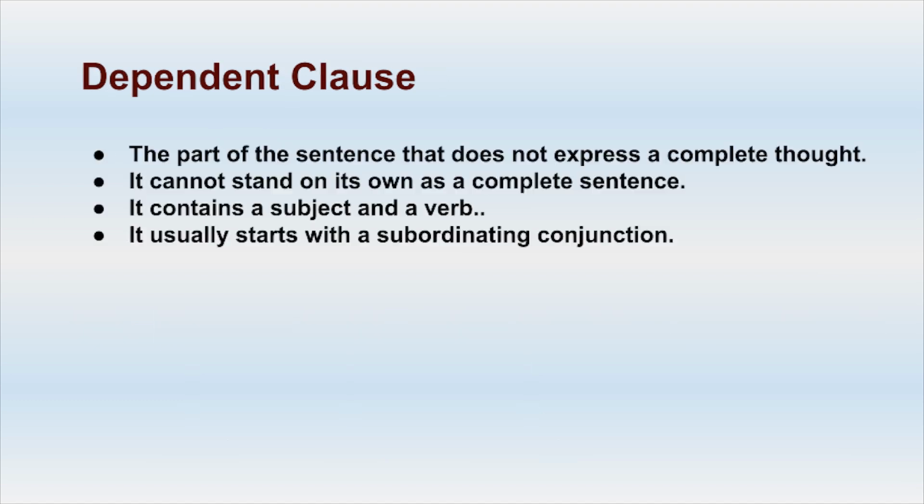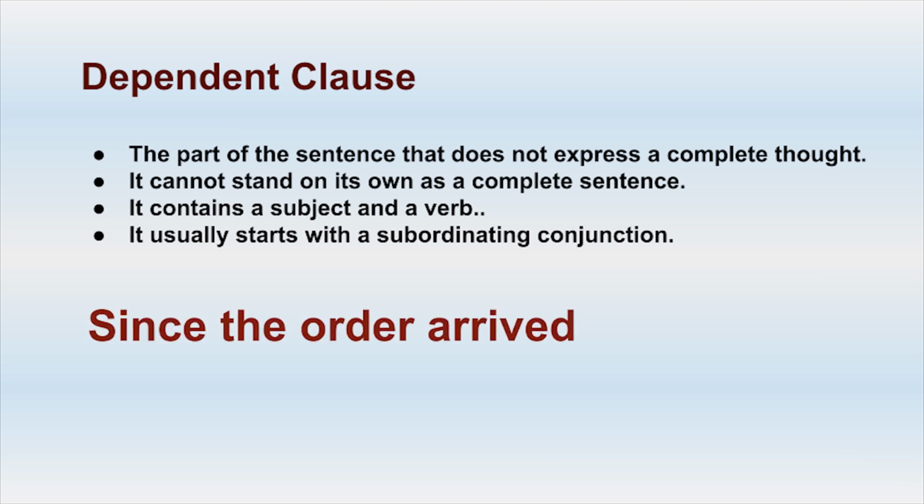Now, what is a dependent clause? The dependent clause is the part of the sentence that does not express a complete thought. It cannot stand on its own as a complete sentence. It contains a subject and a verb, and it usually starts with a subordinating conjunction. Let's look at some examples. Since the order arrived. This is an incomplete sentence. It does not make sense on its own. You would be asking, what happened since the order arrived?